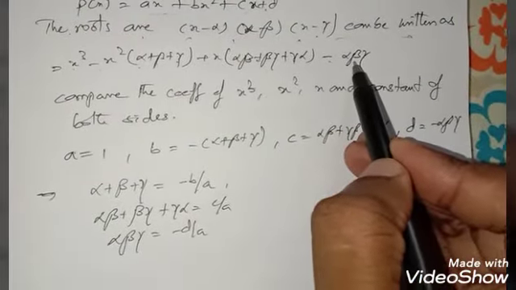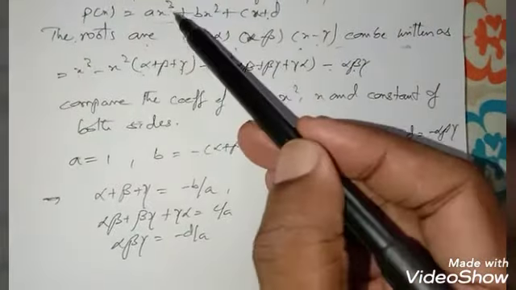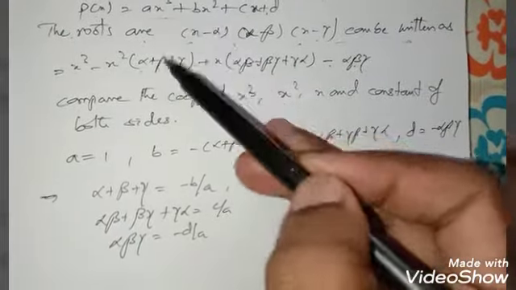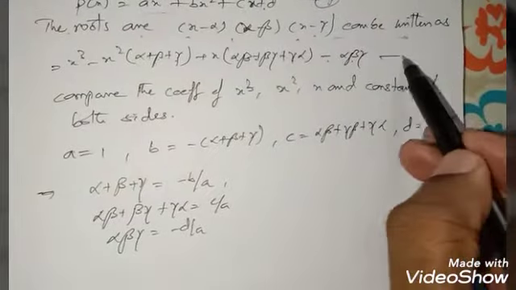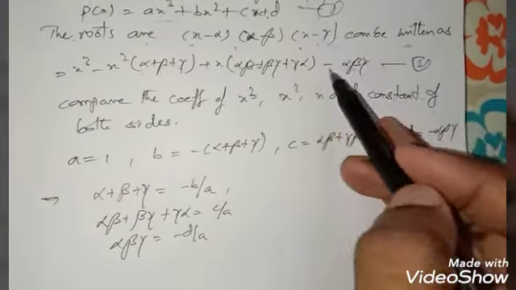into beta into gamma. Right, then compare these two equations, that is the polynomial equation, if I denote this as the first equation and this as your second equation. Now compare these two equations.